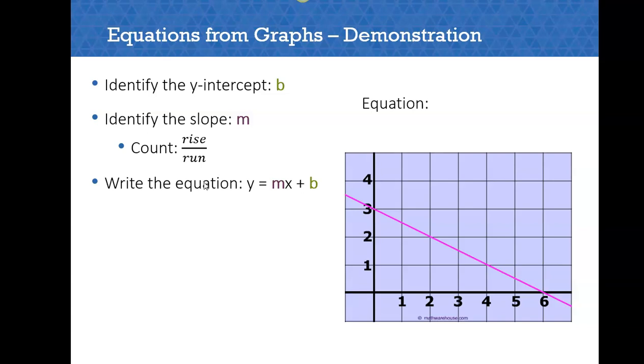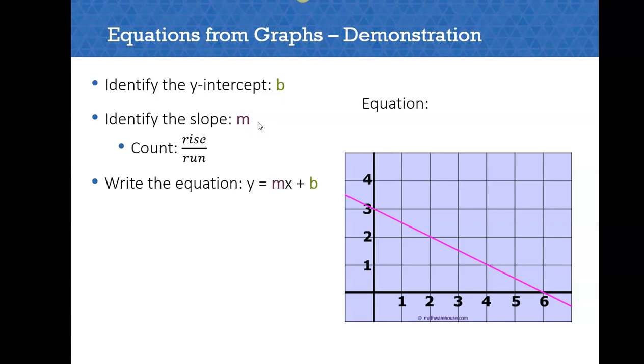Okay, now that you know how to graph a line in slope-intercept form, we are now going to talk about how to write an equation from a graph. And we're going to write our equation in what slope-intercept form, y equals mx plus b. Now, since we're going to write it in that form, we need to identify the b and the m.